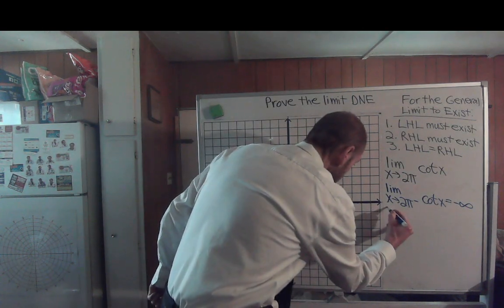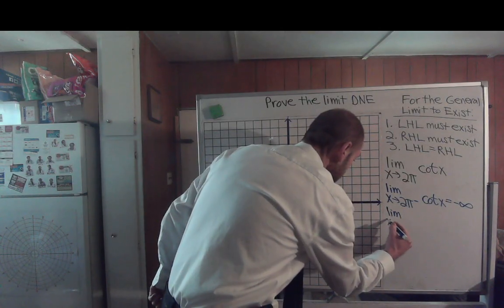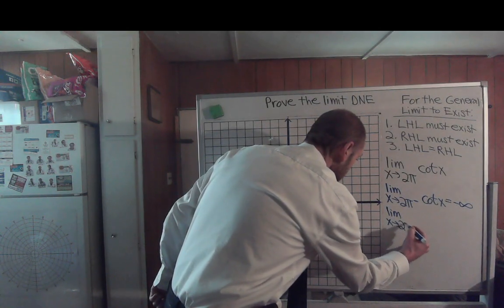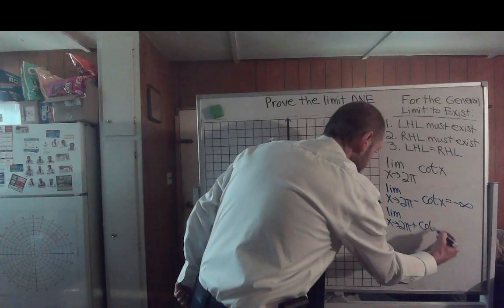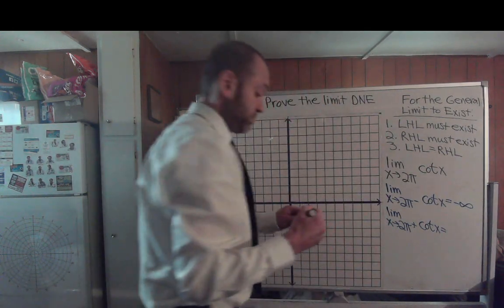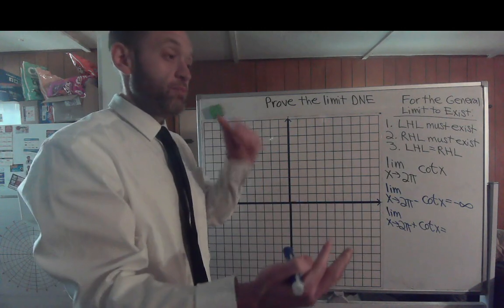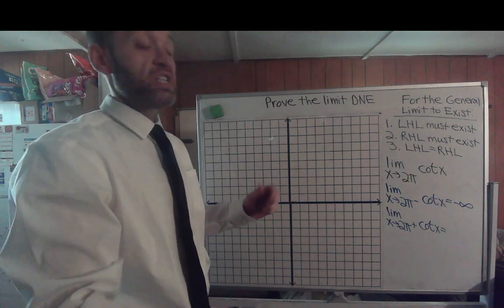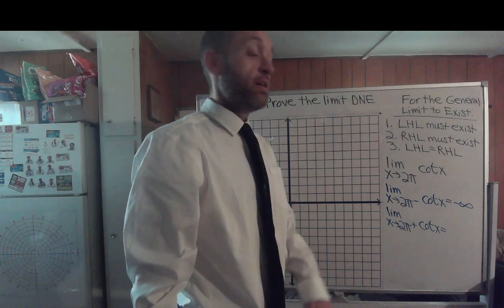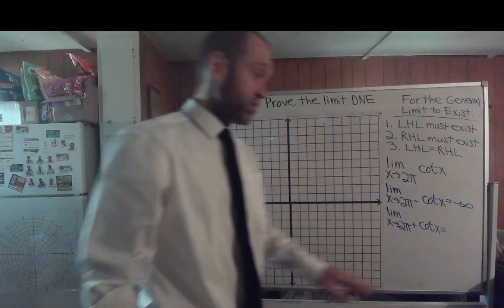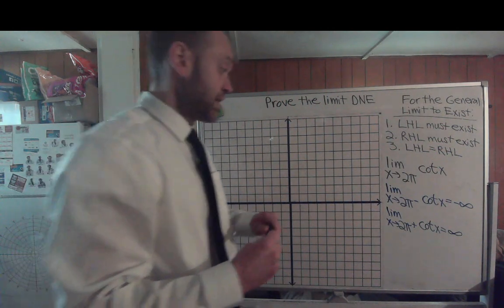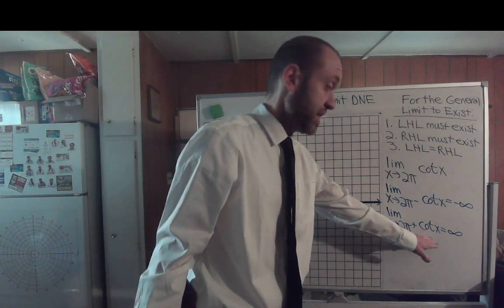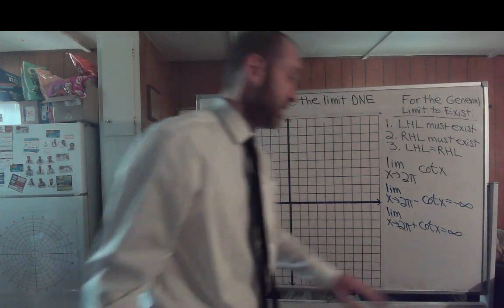What about then, let's take the right-handed limit as x approaches 2 pi from the right of the cotangent of x. Well, if you're approaching 2 pi from the right, that means it's going to be greater than 2 pi. That would put you back in the first quadrant, which would give you a positive cotangent. So the right-handed limit as x approaches 2 pi of the cotangent of x is positive infinity.